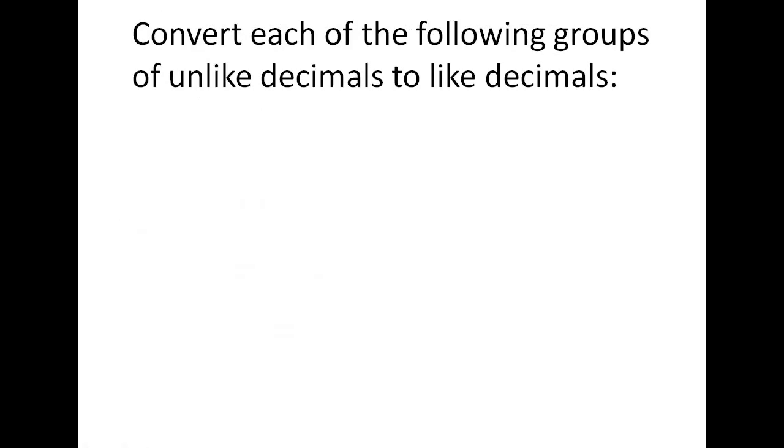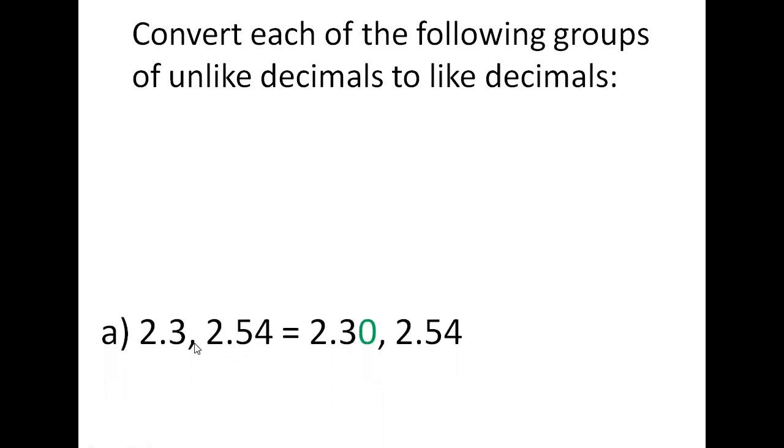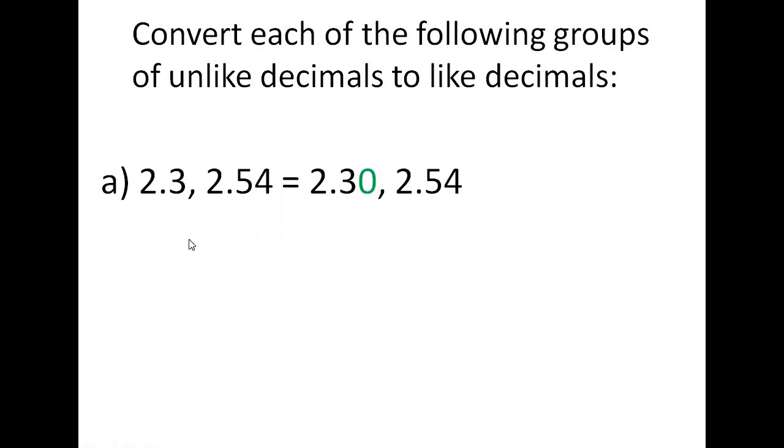Here we have to convert the given unlike decimals to like decimals. So how to check? If they don't have equal decimal places, then they are unlike. So here there is the 10th, only one place. Here there are 2 places, 10th and 100th. So what do you have to do? Just add 0 and the 100th place will come, and now they both are having 2 decimal places. So now they are like decimals.